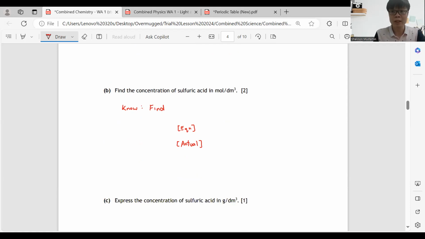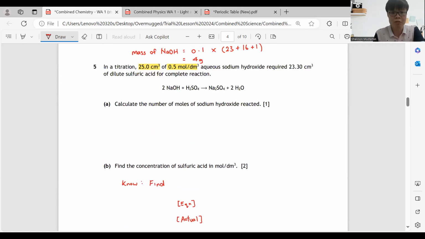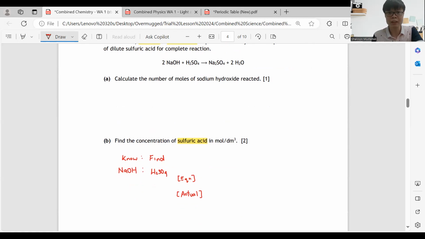Hopefully you all can present correctly. So what am I trying to find? H2SO4. Okay, NaOH. What does the recipe say? 2 units to 1 unit. So I put 2 is to 1.